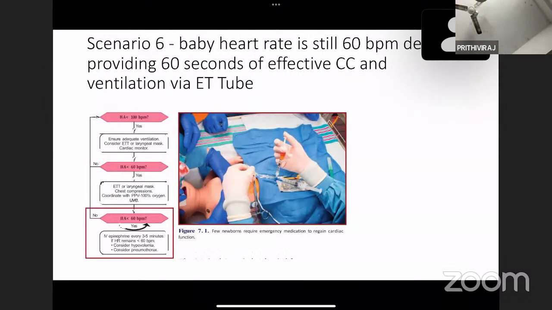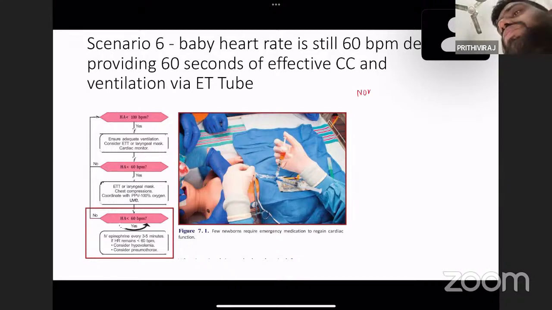Last scenario: even after giving an adequate amount of chest compression with effective ventilation, for 60 seconds, and you have intubated the child, despite this the child's heart rate is not improving and is still less than 60. What will you do? Now you have to give some drug, because the heart has gone to such an extent that even with manual compression, it is not working. The myocardium is failing. So in this scenario, we give some drug to provide energy to the cardiac muscle. So in that way, we give the drug called epinephrine.